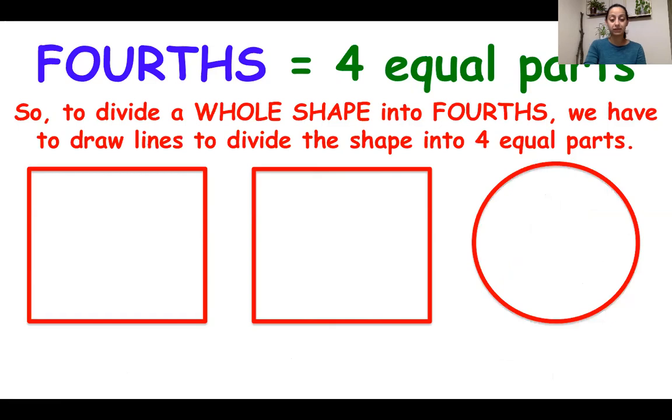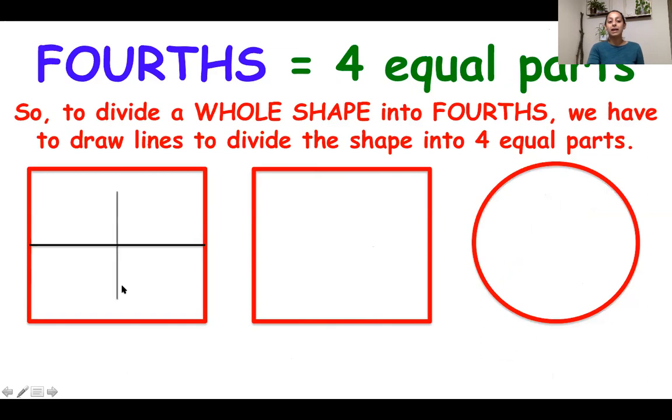Let's explore fourths. Fourths is 4 equal parts. So to divide a whole shape into fourths, we have to make 4 equal parts. Remember, the parts have to be equal. That's the most important thing. So let me show you a few ways that we can make fourths.